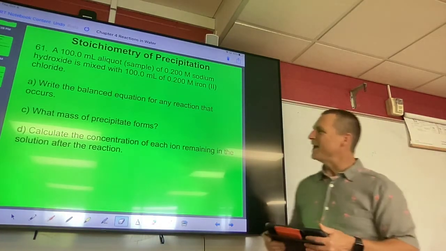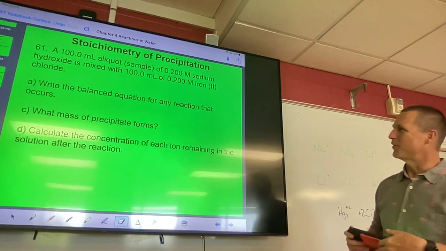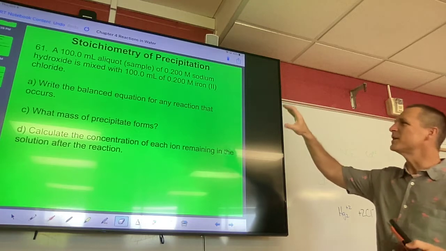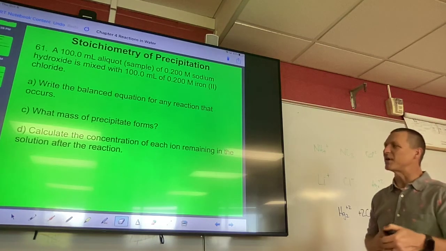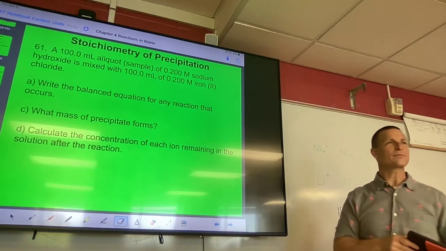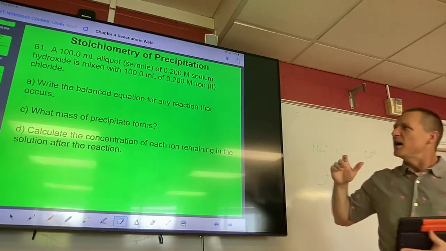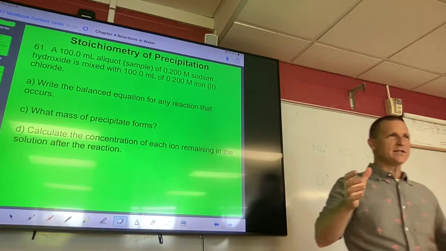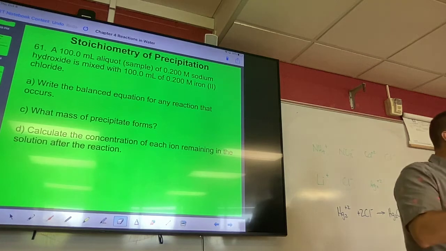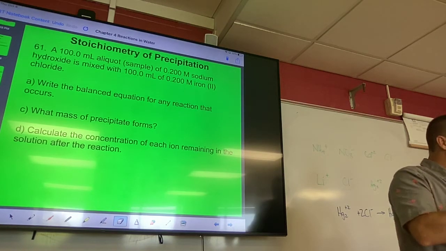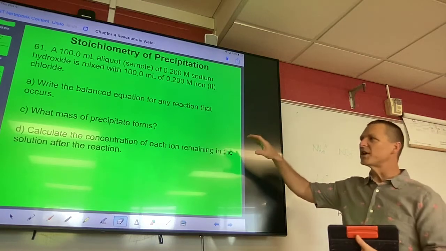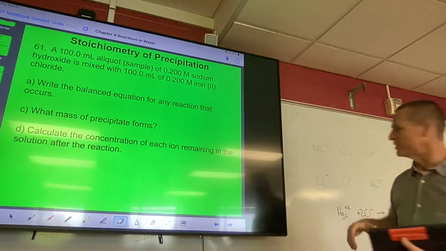So we have, and this is right from our book, so yeah, they're being kind of elegant in their language: a 100 milliliter aliquot of 0.2 molar sodium hydroxide is mixed with 100 milliliters of 0.2 molar iron(II) chloride. So we have 2 solutions with 2 different things that are dissolved. They get mixed together, so you have this combination now of 4 ions. And is there a reaction that occurs? And if so, write the balanced equation.